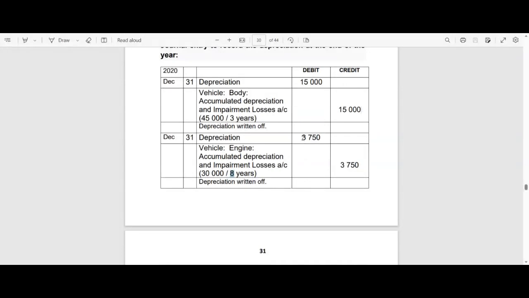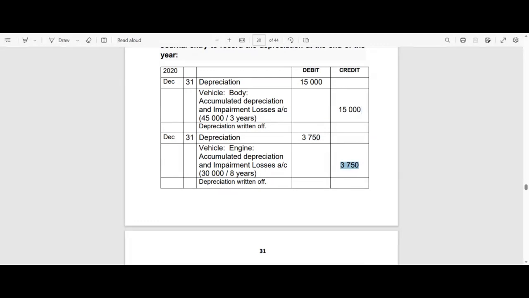So that will give us 3,750 rands. So we're going to debit the depreciation expense for that, and we're going to credit the accumulated depreciation for the vehicle engine with 3,750.